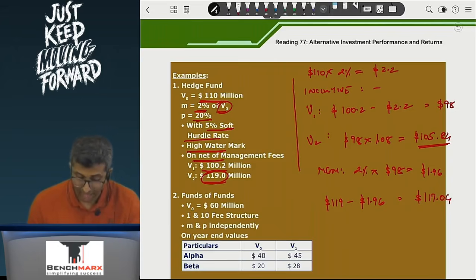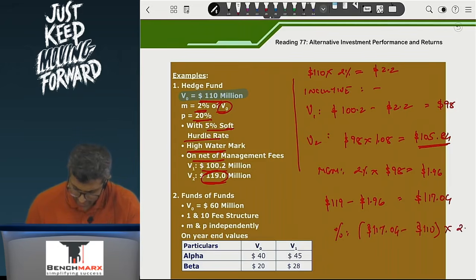Now this is higher than my earlier high water mark. What was my high water mark? My high water mark was 110. If it crosses 110, then only will I get the return, because there's a high water mark. The fund's value was once upon a time at least 110, and as a result, to find the incentive fee, I will take my return above the high water mark, which is 117.04, net of the management fees, minus 110 earlier, into 20%.